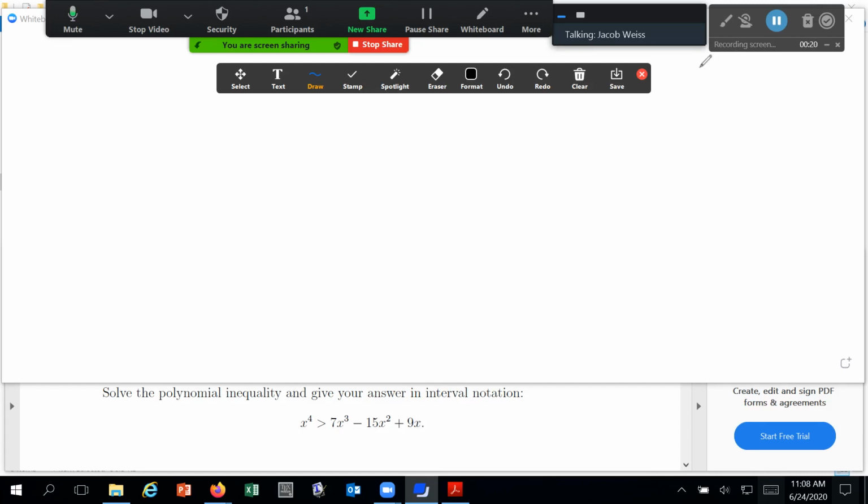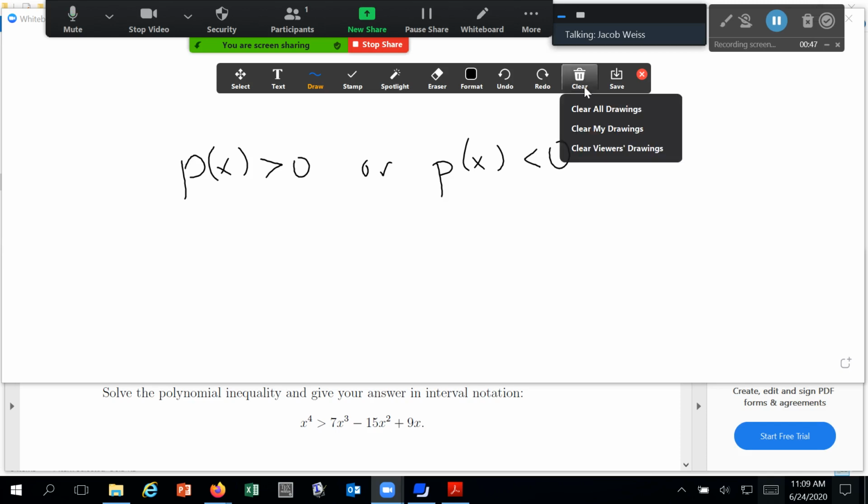All right, anytime you have a polynomial inequality, what you want to do is get it in the form of some polynomial p of x greater than 0, or less than 0, or greater than or equal to 0, or less than or equal to 0. The idea is we want 0 on one side and every other term on the other side of the inequality.